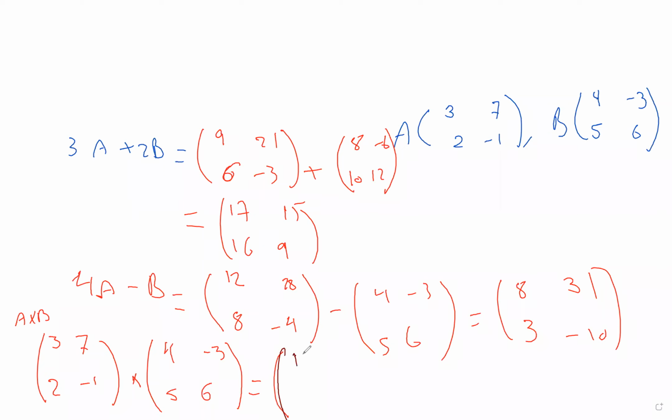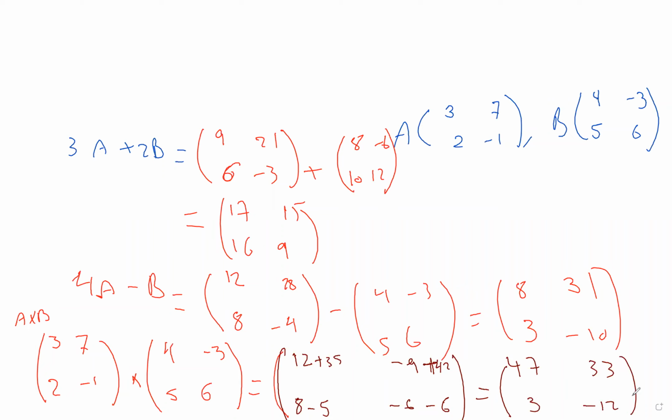3 times 4 is 12 7 times 5 is 35 وبعدين 3 times negative 3 is negative 9 7 times 6 is 42 okay 2 times 4 is 8 negative 1 times 5 is negative 5 2 times negative 3 is negative 6 negative 1 times 6 is negative 6 and the final result will be 47 plus ديت كام 33 هنا 3 and negative 12. okay ده المultiplication that we studied before.